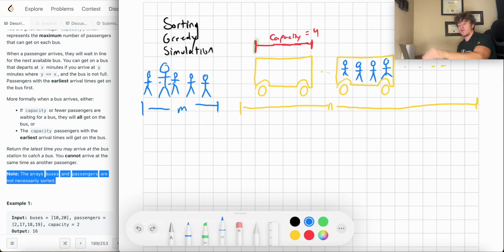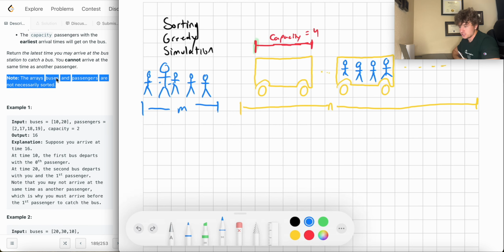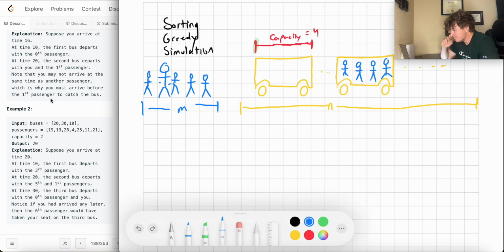Just to summarize, we have to sort because we have to have things happen in order, so we can understand who gets on the bus, who doesn't, when the bus comes, and who the next person to get on the bus is. We have to simulate to figure out when this person gets on the bus and what the scenario looks like. If we have that simulated information, we can greedily determine the last opportunity to get somebody on the bus. If none of that makes sense, let's do a little bit of simulation here and see if that helps us.